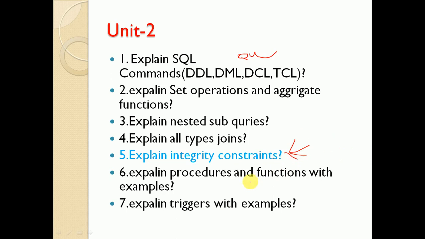Explain procedures and functions with examples. This question may be asked something like what are the differences between procedures and functions also. Explain triggers with the help of examples.